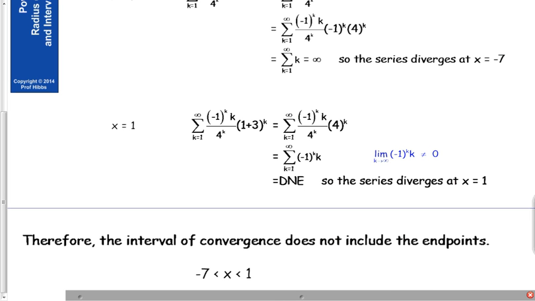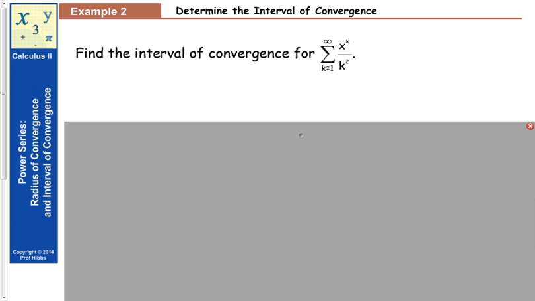I think I've got another example here I'd like to go through. Let's see what we've got. Oh, yes. Find the interval of convergence for the power series, the sum from k equals 1 to infinity of x to the k power over k squared.